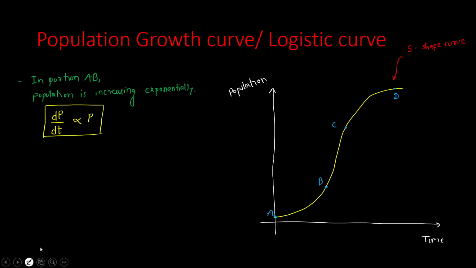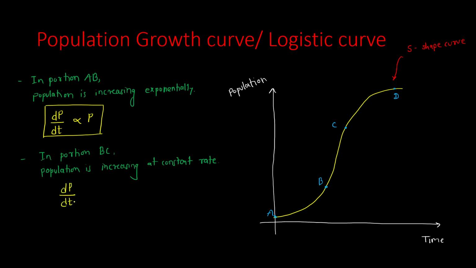Now the second portion is BC. In portion BC, the population increases at a constant rate. So population is increasing at a constant rate. We can write it in the form of this equation: rate of change in population is constant.